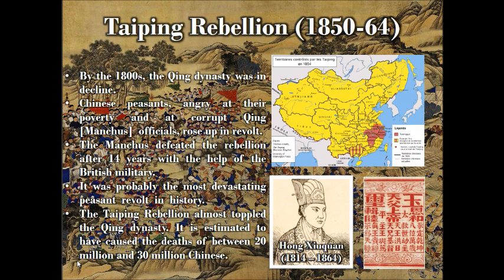It was probably the most devastating peasant revolt in history. The Taiping Rebellion almost toppled the Qing dynasty. It is estimated to have caused the deaths of between 20 and 30 million Chinese.